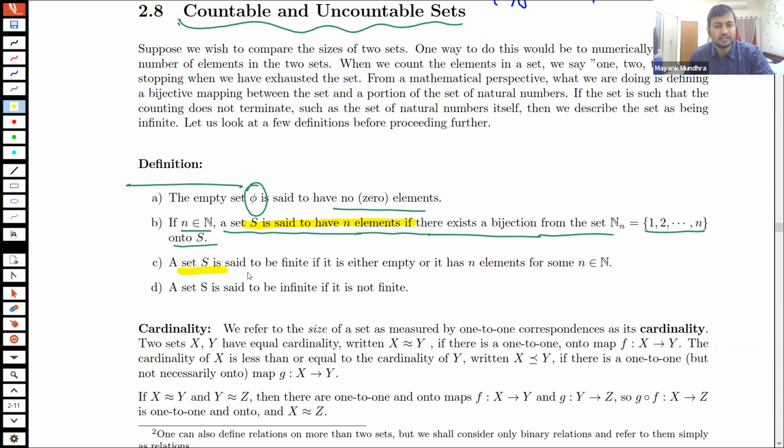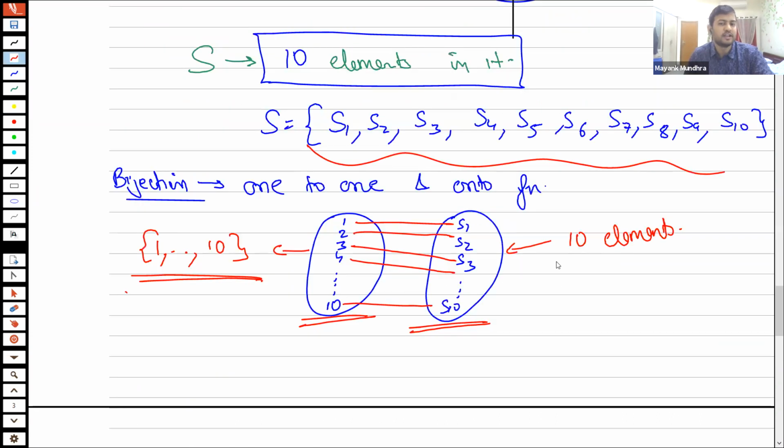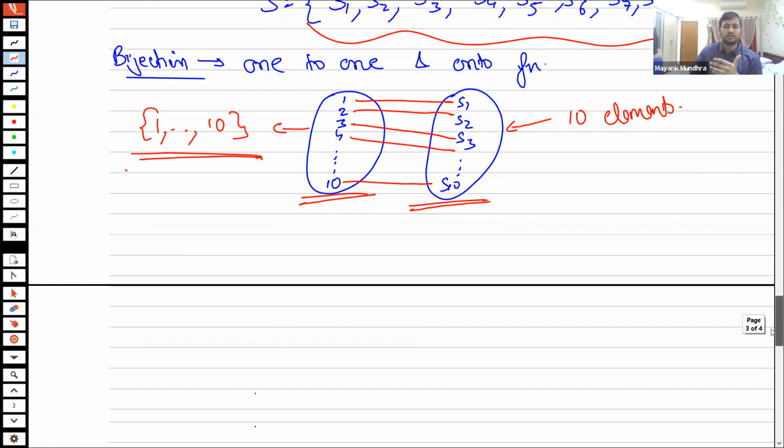A set S is said to be finite if it is either empty or has a finite number of elements in it. So a finite set is something which has no elements, or it has a finite number of elements in it. So you can construct a bijection from this set to that set.